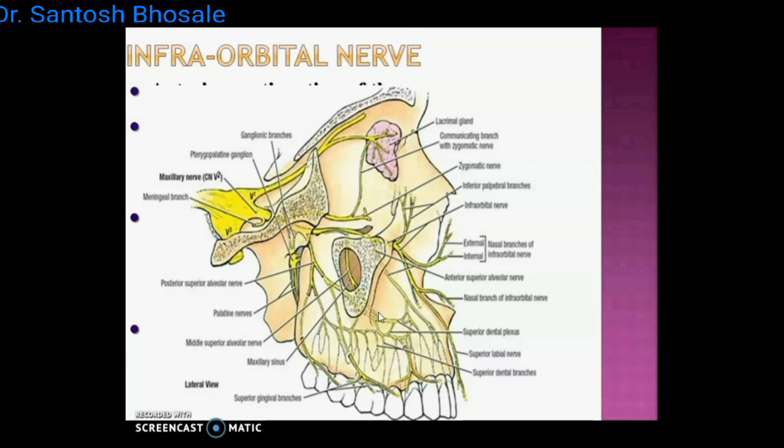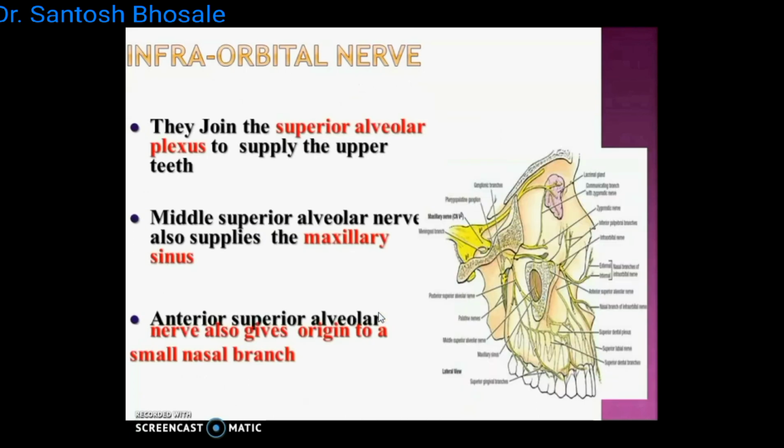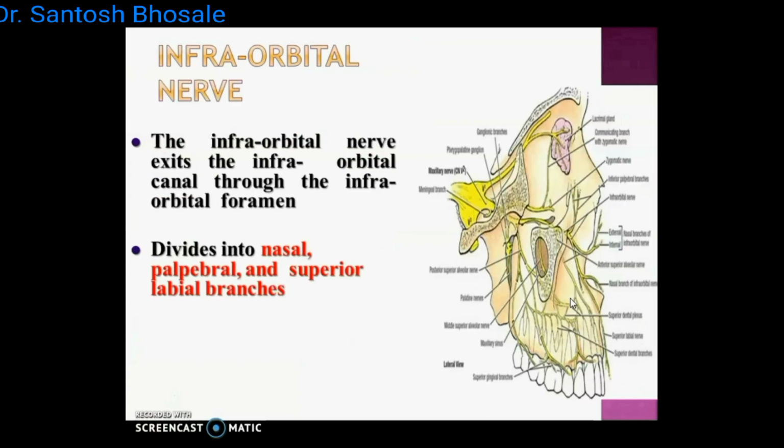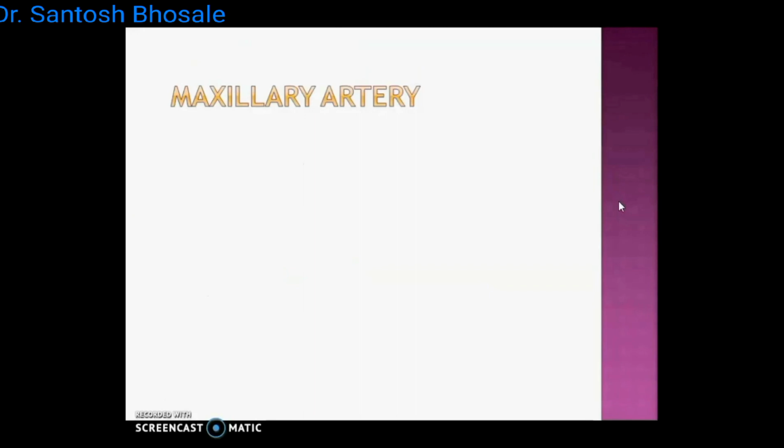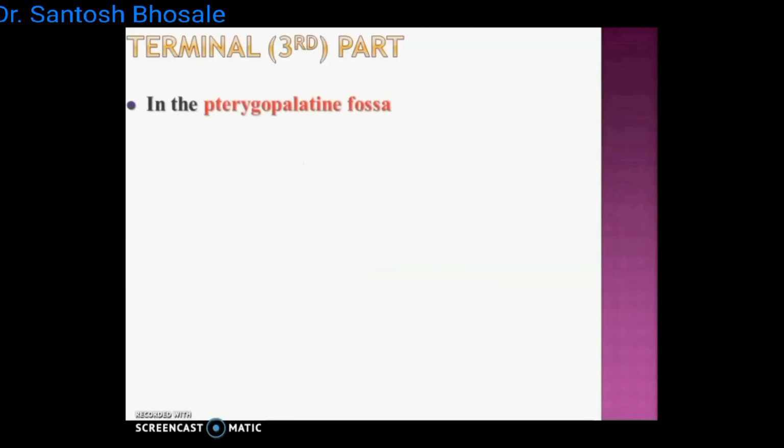nasal, palpebral and labial branches, and this forms the superior alveolar plexus. The middle also supplies the maxillary sinus, and the anterior gives a nasal branch, and it comes on the face via the infraorbital foramen. Coming to the maxillary artery, which part of the maxillary artery do we see here?